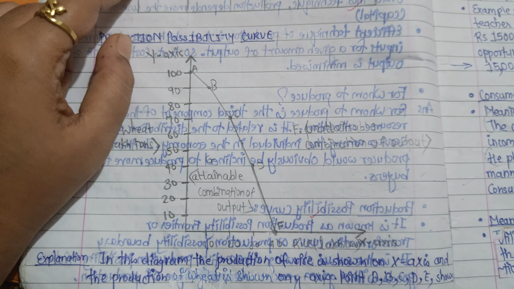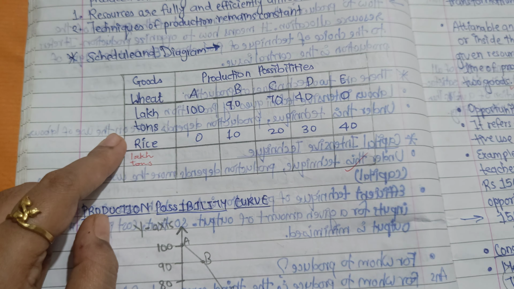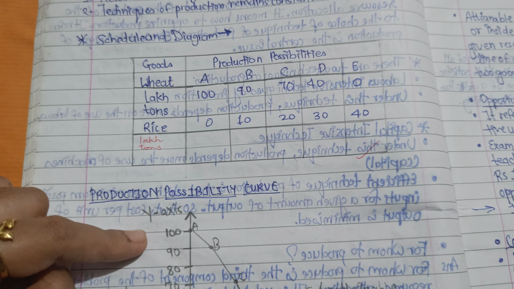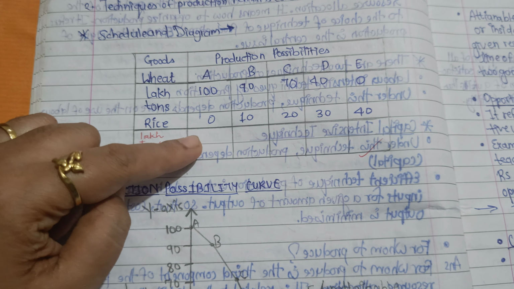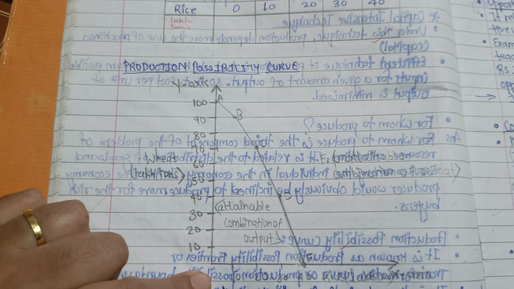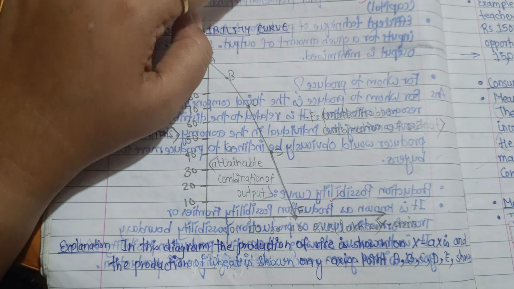Now, start marking as per the schedule that is given. So, first will be the wheat on the y-axis, that is 100, and rice will be 0. So, it is marked 100 and 0. Similarly, B will be 90 wheat and rice will be 10. So, see where is 90 and see where is 10. Accordingly, you mark all the combinations and mark A, B, C, D, and E.